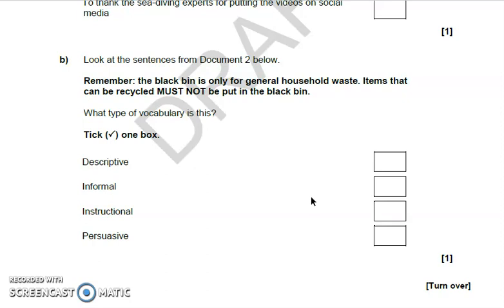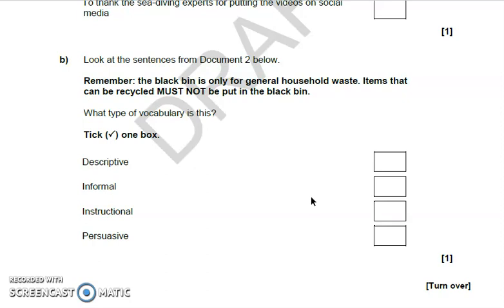So, the question goes like this. Look at the sentences from document 2 below. Remember, the black bin is only for general household waste. Items that can be recycled must not be put in the black bin. Now, this is a bit tricky because it's asking you what type of vocabulary this is. And this could fall under purpose of text.